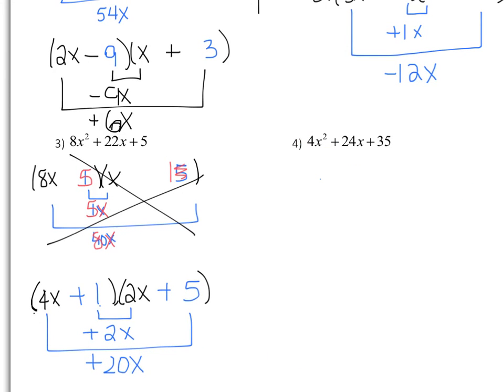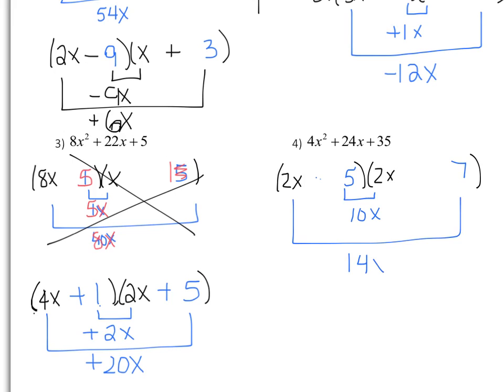Okay, so 2x and 2x may work. And let's put the 5 and the 7 in anywhere. See what happens. So inners is 10x, outers is 14x. Okay, that worked beautifully because 10x plus 14x is 24x. So 2 plus signs and we're done.